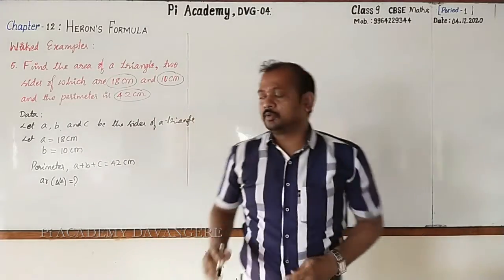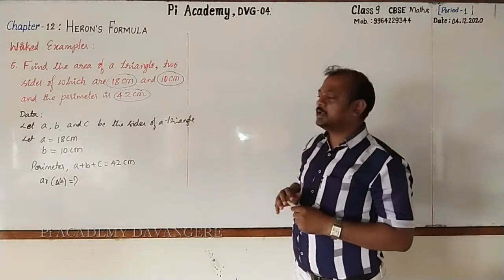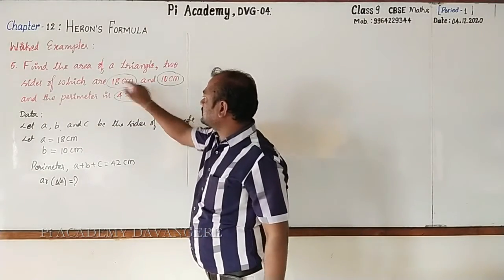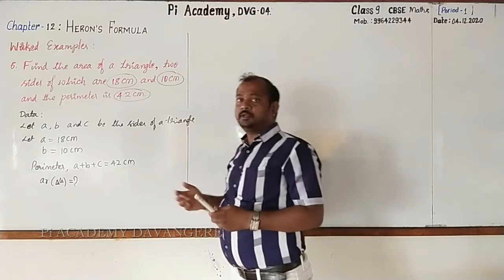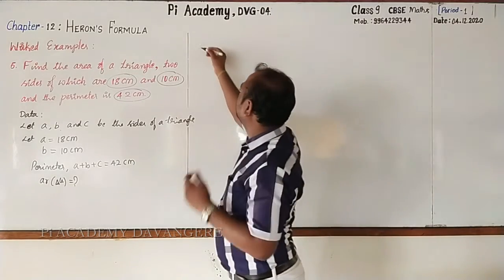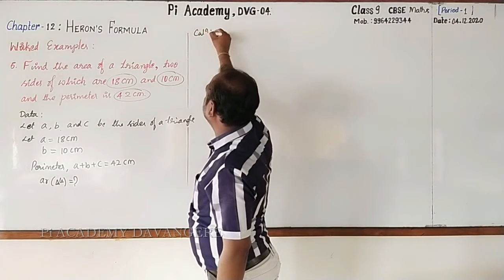A and B are known. How do you find out the third side? Very simple. Perimeter minus the sum of these two. You may write it directly also. Okay. Here I write the calculation.